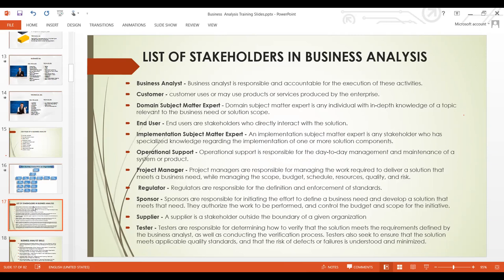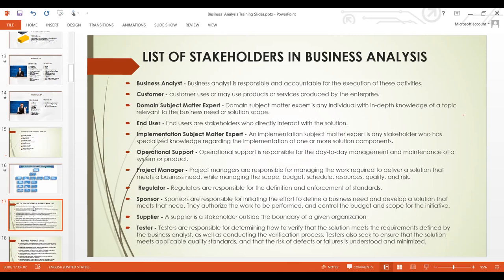So when we are doing our stakeholder analysis during project management, you can see we have such people, end users, where they don't have power, but they have high interest in the solution because they are the people that are going to be using that solution. So another one here is implementation subject matter expert. An implementation subject matter expert is a stakeholder who has specialized knowledge regarding the implementation of one or more solution components.